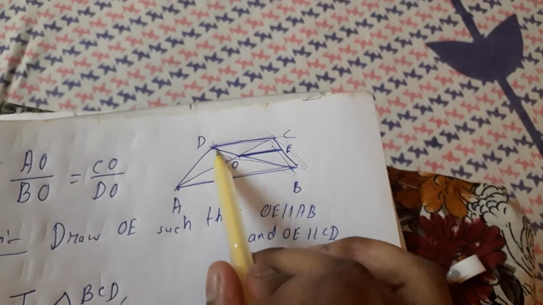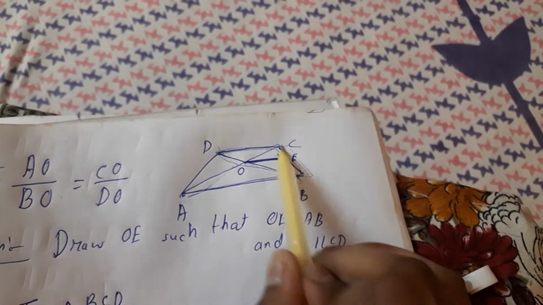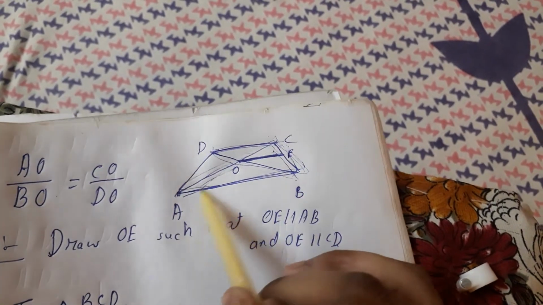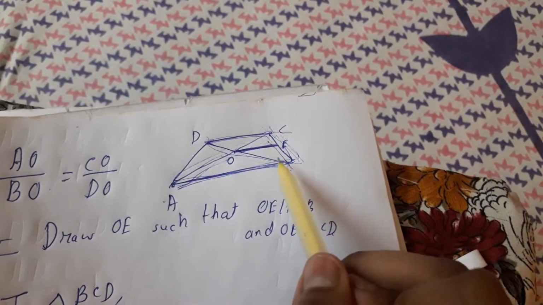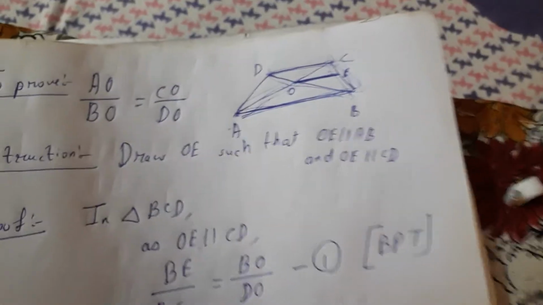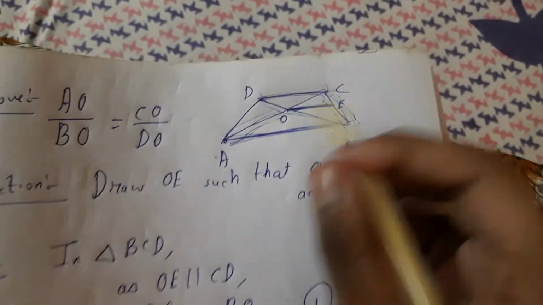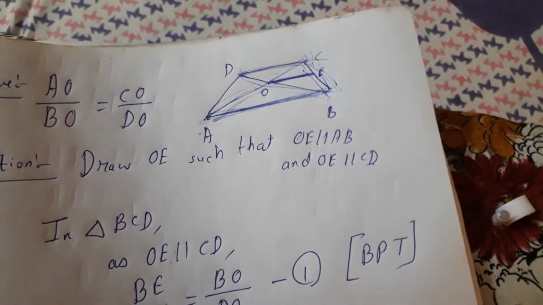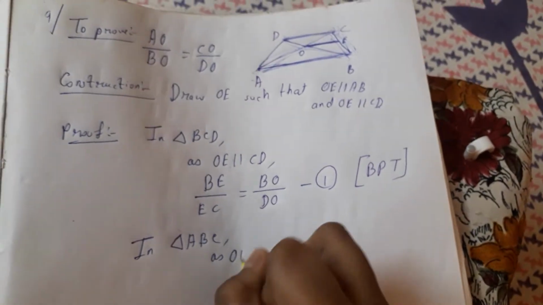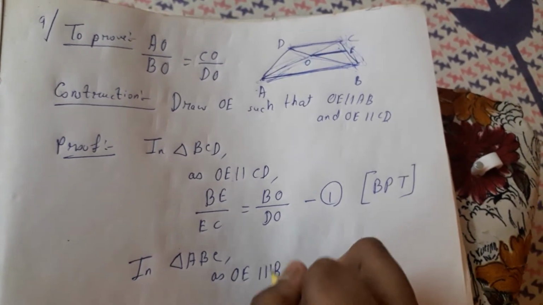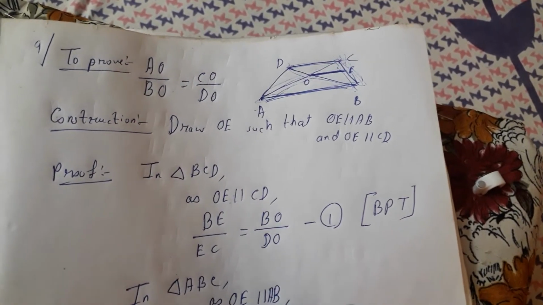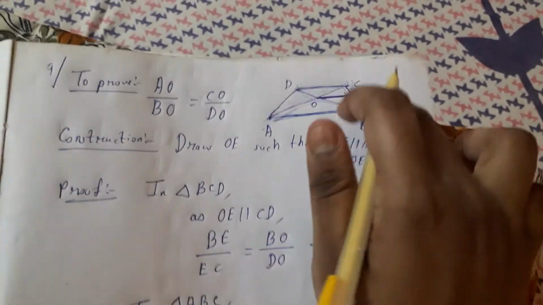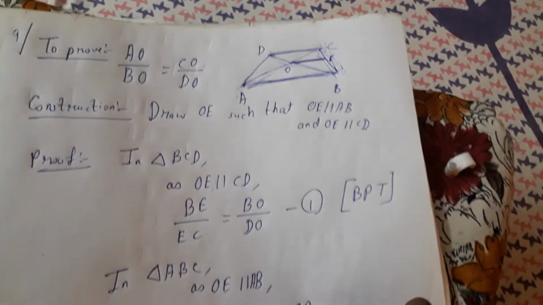Similarly in triangle ABC, OE is parallel to AB, so we can write BE by EC is equals to OA by OC. This is your equation number 2, and the same reason, BPT.